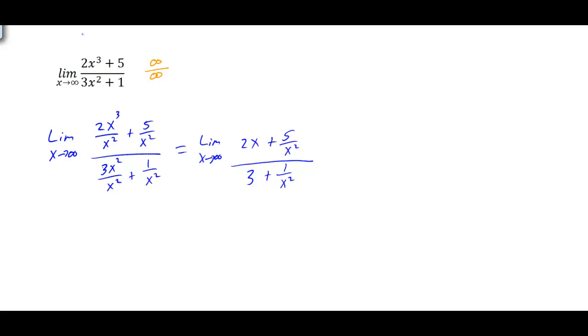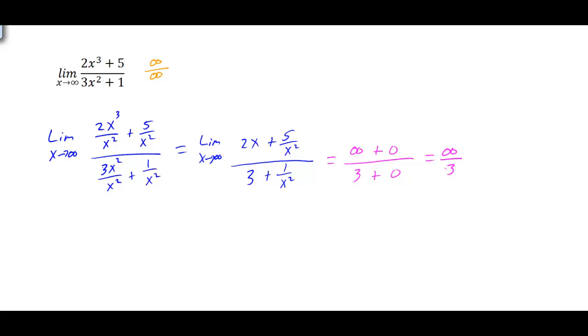And at this point, if we use our substitution, if we plug in infinity, we would end up with 2 times x, so that's 2 times infinity, which would be infinity, plus 5 over infinity, well, 5 over a large number, once again, that's 0. And then on the bottom, the limit of 3 is going to remain 3, and the limit of 1 over x squared, we would end up with 1 over a large number, so that's equal to 0. So here we have infinity divided by 3.